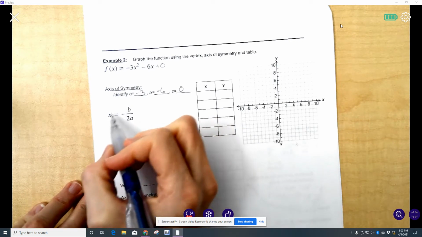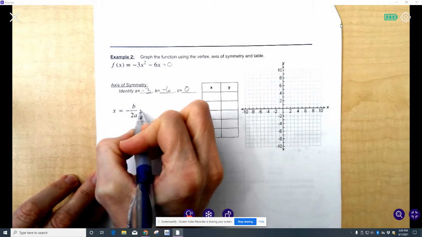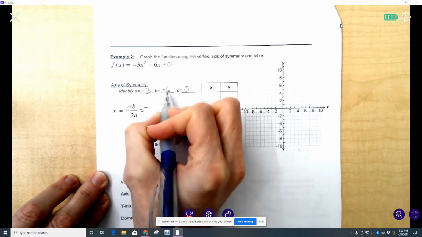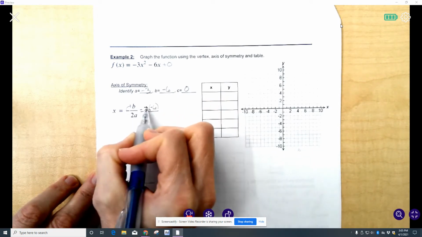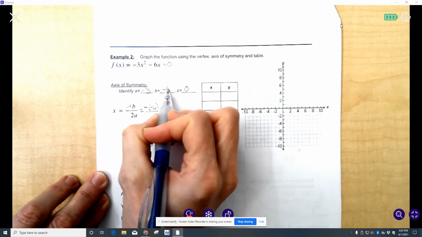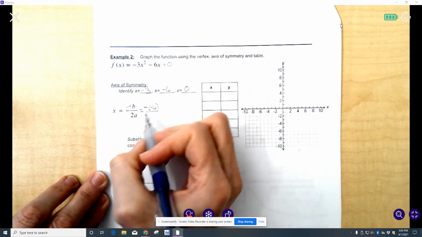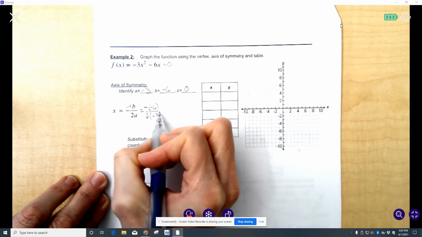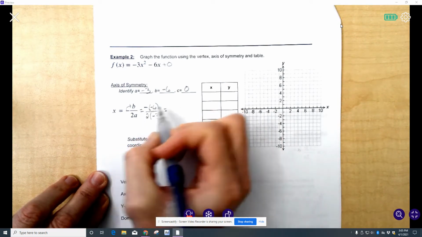Okay. Plug into your formula to find your axis of symmetry and half of your vertex. So I'm going to have, I like to hop this negative up, negative b. b is -6. So make sure this negative is from your formula and this -6 is from your a, b, and c. On the bottom, 2 times a, and a is negative. So you've got a lot of negatives going on in this one. If you need to, use your calculator for these. But I'm going to say a negative times a negative is a positive.